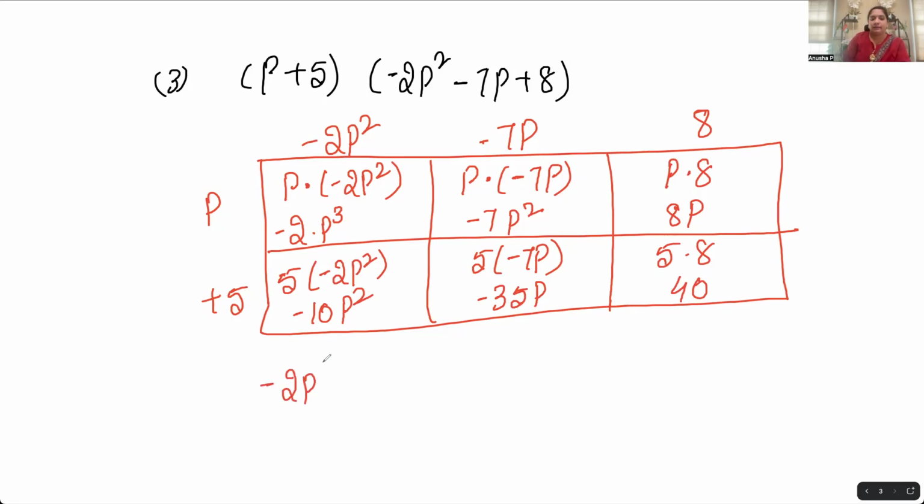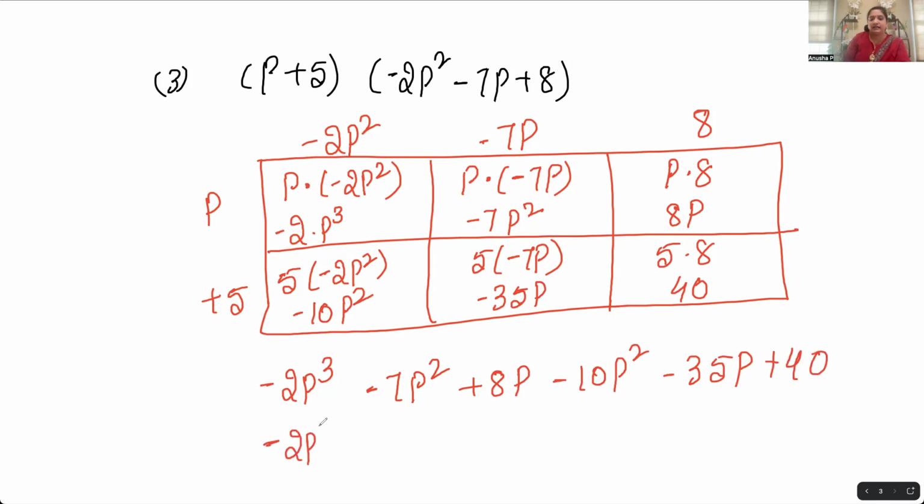What you will do? Minus 2p³ minus 7p², 8p minus 10p² minus 35p plus 40. Okay. Now again we will add the like terms. Minus 7p² minus 10p² is minus 17p². Like terms means if we have the same degree. And positive 8p and minus 35p, right? We'll write it here and then we will subtract.